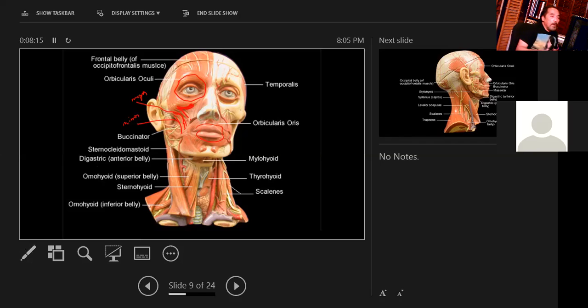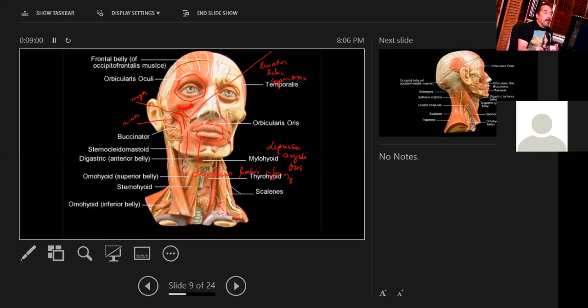should be your levator labii superioris. Right, and then here at the angle, you're going to call it depressor anguli oris. And then before the last one, it's going to be my depressor labii inferioris.